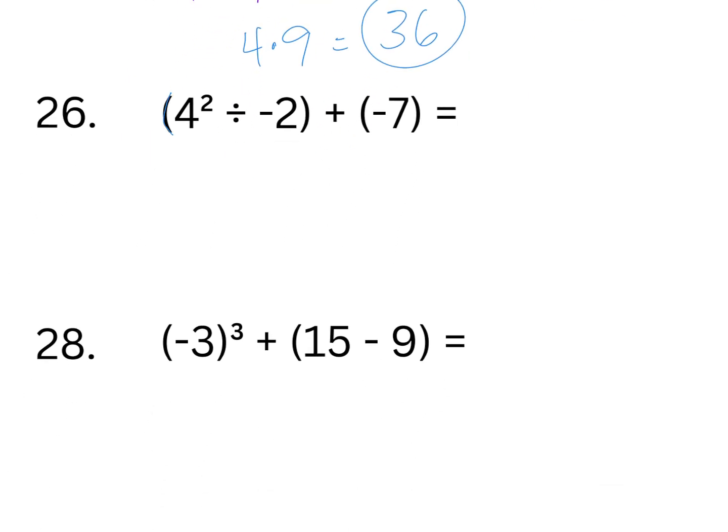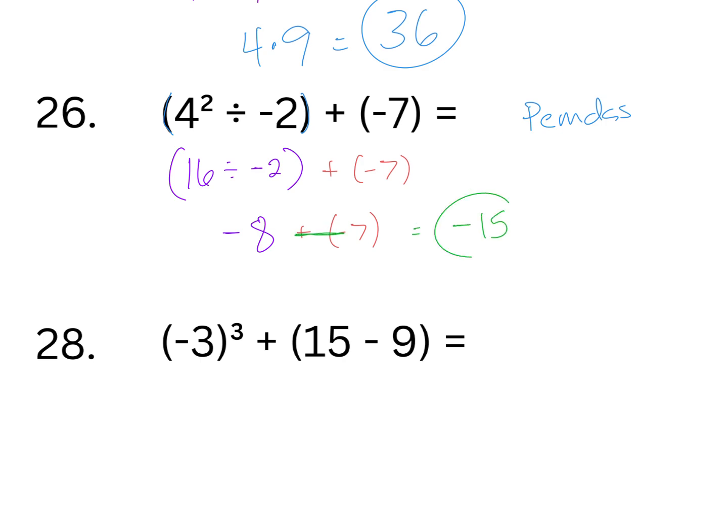In parentheses, we have 4 squared divided by negative 2, and then add negative 7. So we go inside the parentheses first. And inside the parentheses, we've got an exponent. 4 squared is 16. 16 divided by negative 2 is negative 8. And then we had this plus negative 7 just hanging out there waiting on us. So negative 8, and then we're going to add some more negatives. It's negative 15.